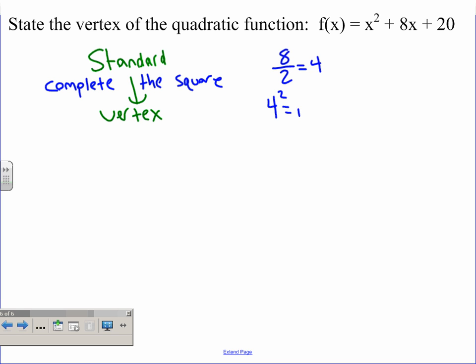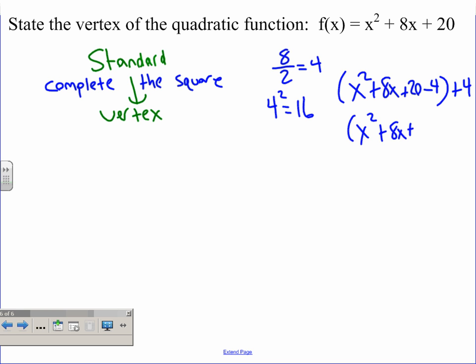is 16. So I need to convert the 20 coefficient to a 16. I can do that by subtracting 4. But if I subtract 4, I also need to add 4. So that becomes x squared plus 8x plus 16 plus 4, which factors as x plus 4 squared plus 4.